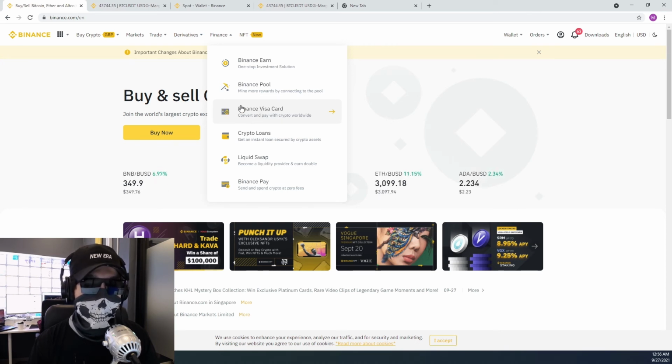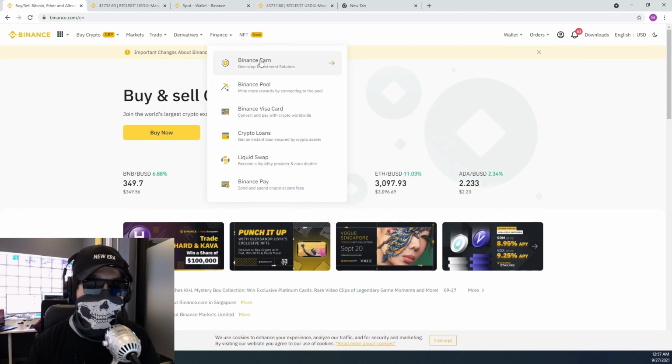I think they're a little bit more reliable in terms of their Visa card. But if you do want one, you can sign up for a Binance Visa card. Over here, you can also get access to loans via crypto. I don't do that. Don't know what liquid swap is. I don't know what this is.